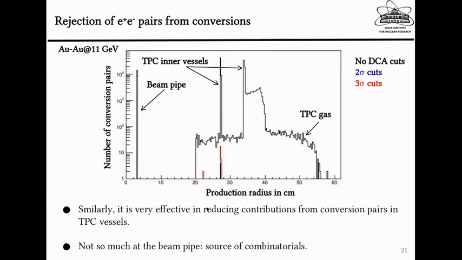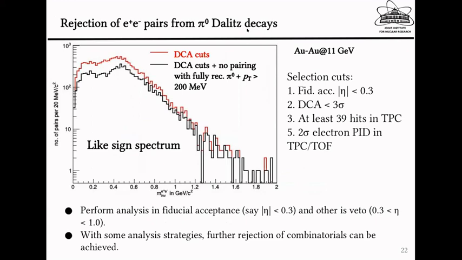So this is under study. The next one is the rejection of e+e- pairs from pi zero Dalitz decays. This is just an example plot, where I show you the like-sign invariant mass spectrum. The red is the like-sign spectrum after applying the DCA selection.